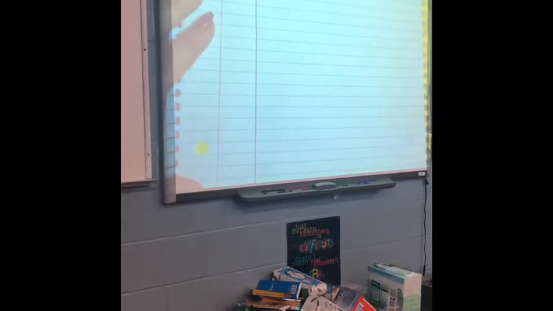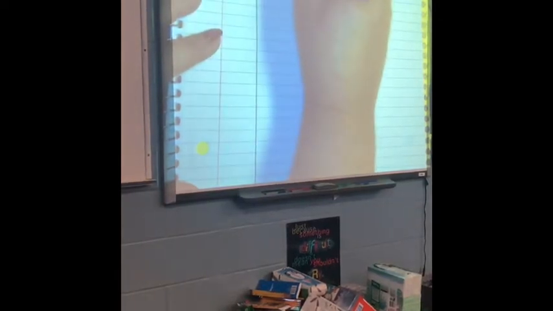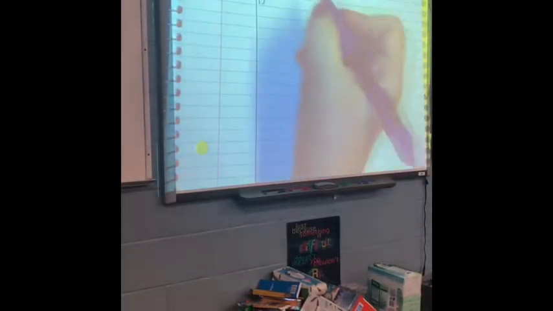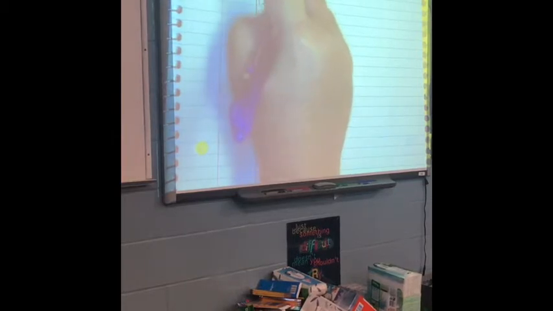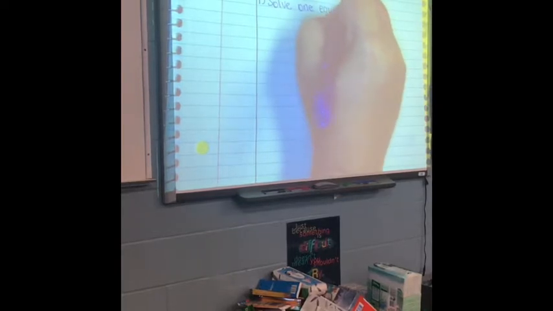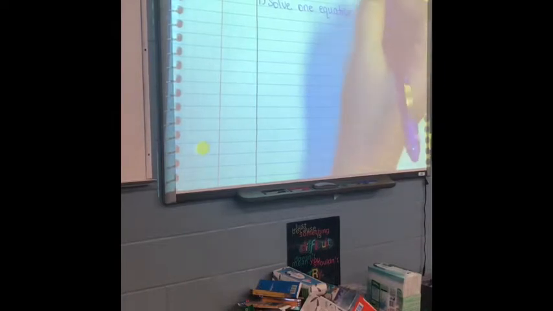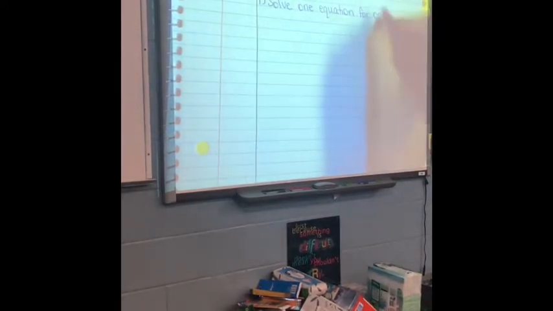All right, substitution. To refresh us on the steps here, we're going to jot them down. Step number 1, we're going to solve one of the equations for one variable. Don't think of this as putting it in y equals mx plus b, because you can solve for x or y. Doesn't matter here. You're just getting one variable by itself.